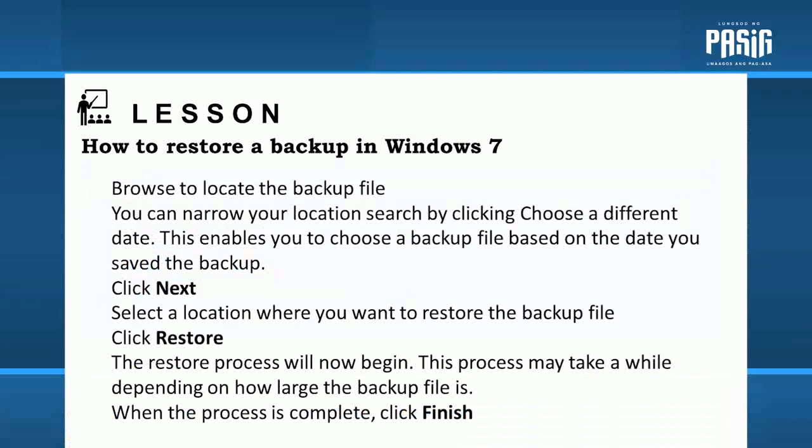You can narrow your location search by clicking Choose a Different Date. This enables you to choose a backup file based on the date you saved the backup. Click Next. Select a location where you want to restore the backup file and click Restore. The restore process will now begin. This process may take a while depending on how large the backup file is. When the process is complete, click Finish.